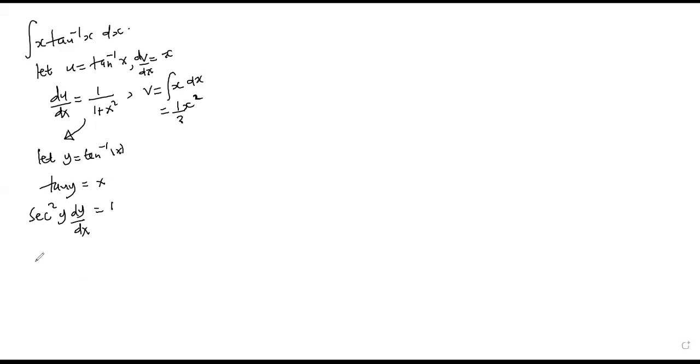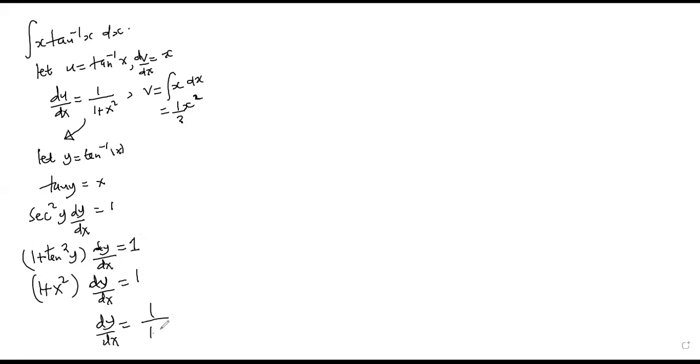But sec squared y is the same as 1 plus tan squared y. The whole thing dy dx is equal to 1. But tan y is x, meaning tan squared y is x squared. So 1 plus x squared dy dx is equal to 1, making dy dx as 1 over 1 plus x squared. Very good. So now we plug in.